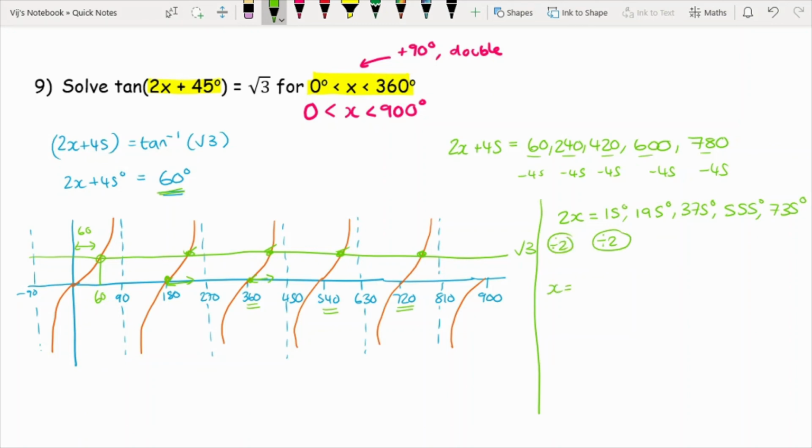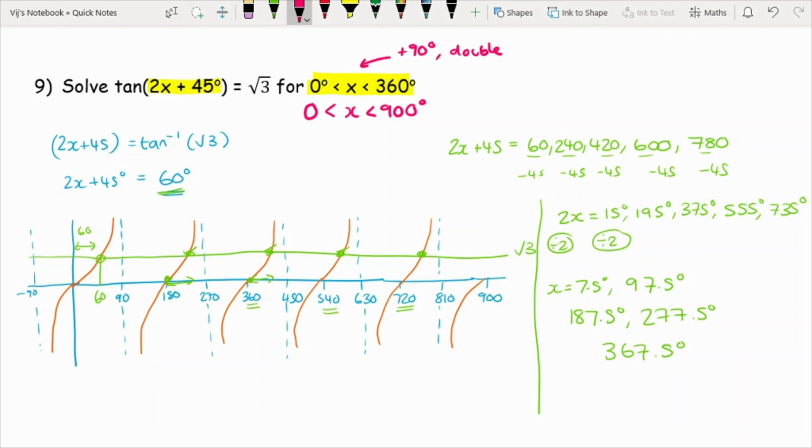So I've got x equals, as my final answer, 15 degrees. No, I haven't, because I've not divided that one by 2. So I've got 7.5 degrees. I've got 97.5 degrees. Let me write this down again. So 97.5 degrees. I've got 187.5 degrees. I've got 277.5 degrees. And I've got 367.5 degrees.